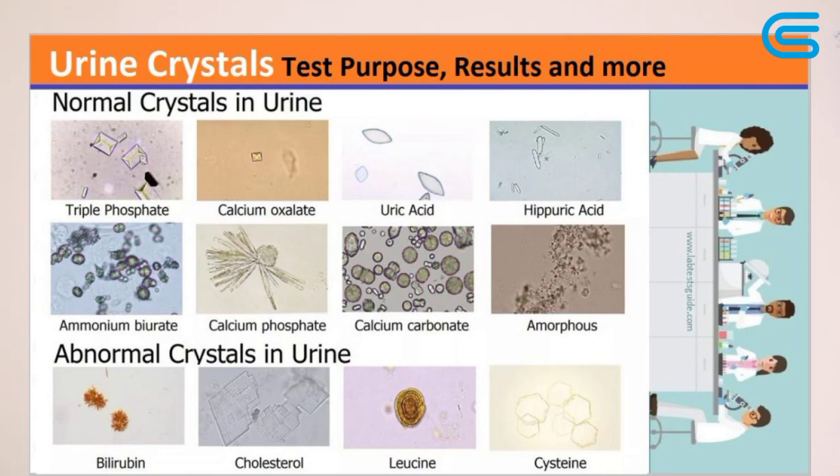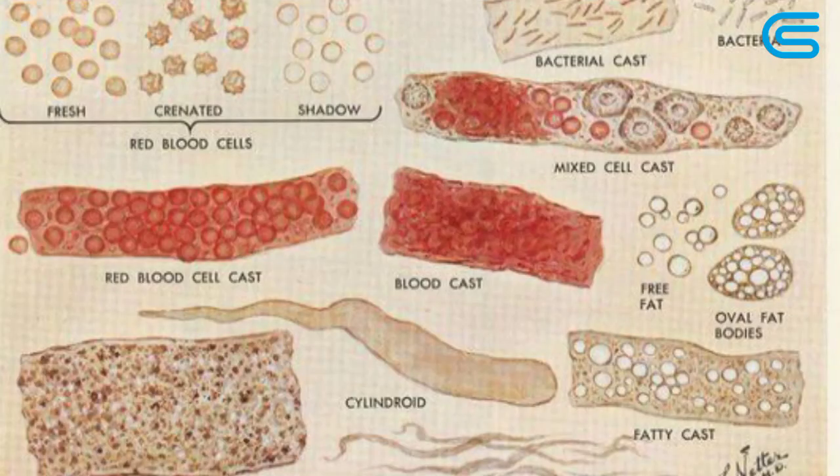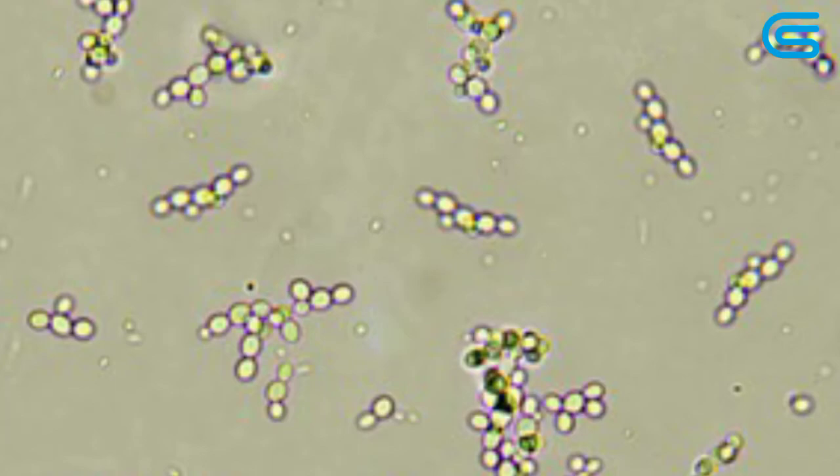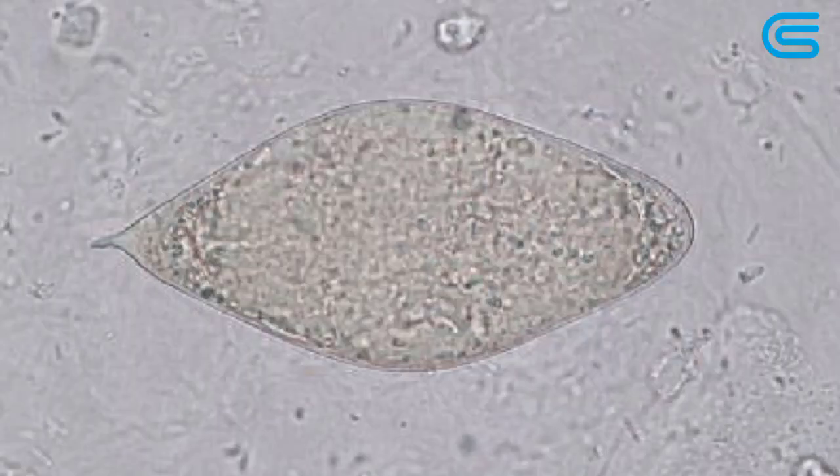So we also have casts, and there are two types. There are non-cellular casts, which are hyaline, granular, waxy, and fatty. Then we have cellular casts such as RBCs, white blood cells, and renal tubular epithelial cells. Different organisms can be found in urine, such as bacteria and yeast. We also find Trichomonas vaginalis, and we can also find eggs of Schistosoma haematobium in urine.